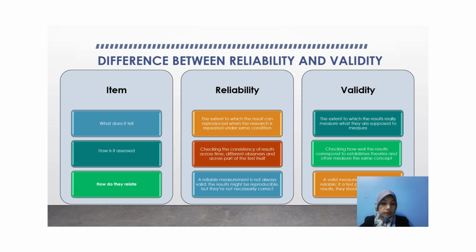Okay. In terms of how they relate, a reliable measurement is not always valid. The results might be reproducible, but they are not necessarily correct. Whereas a valid measurement is generally reliable. If a test produces accurate results, they should be reproducible.